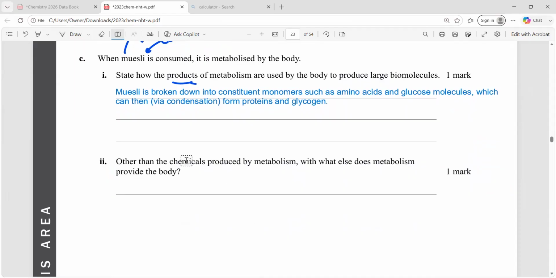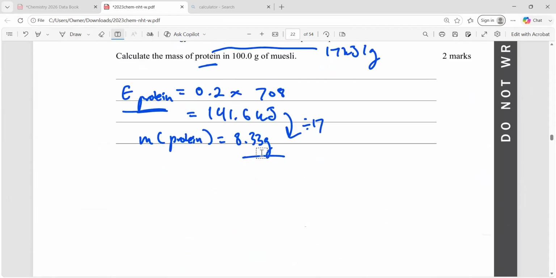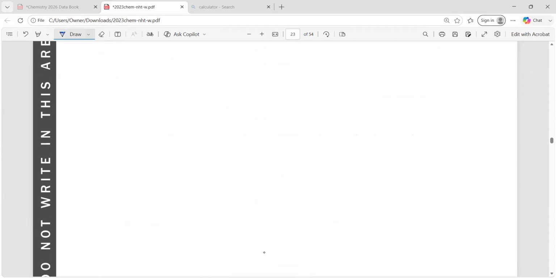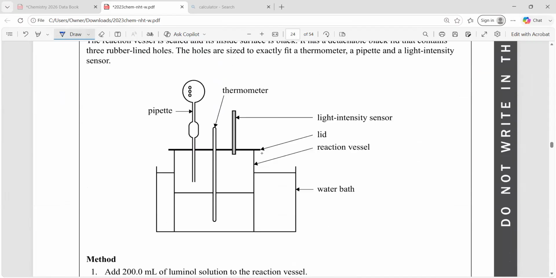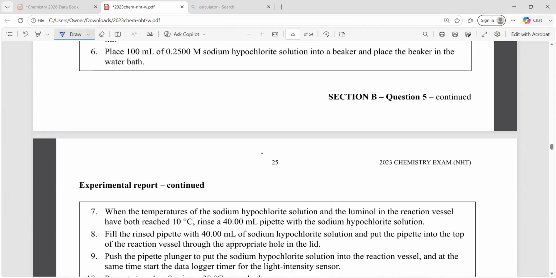Other than the chemicals produced by metabolism, with what else does metabolism provide the body? What is metabolism? Like energy? Would it just be energy? So metabolism, why are we breaking down foods? It's so we can absorb it. So it's probably energy. I don't know, not too sure about that one. Let's have a quick read of this.